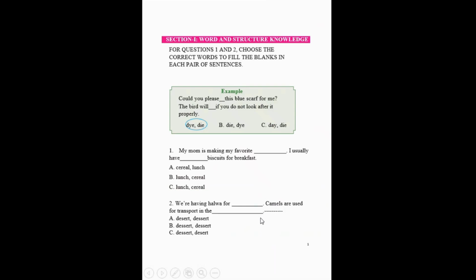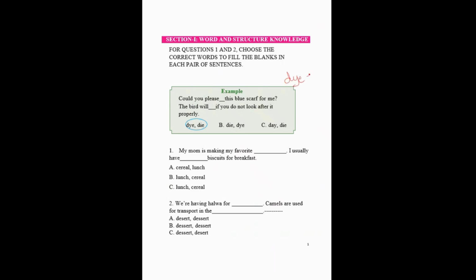So the first section is word and structure knowledge. For example, for questions 1 and 2, choose the correct word to fill the blanks in each pair of sentences. For example, the first one is: could you please dash this blue scarf for me? The bird will dash if you do not look after it properly. What is it trying to say? So we need to find a combination.